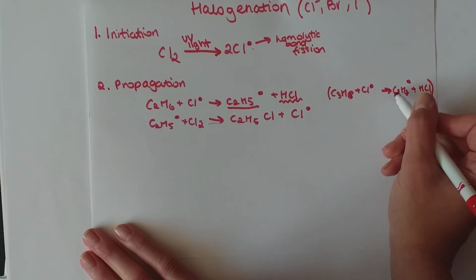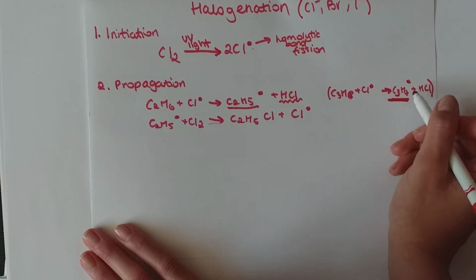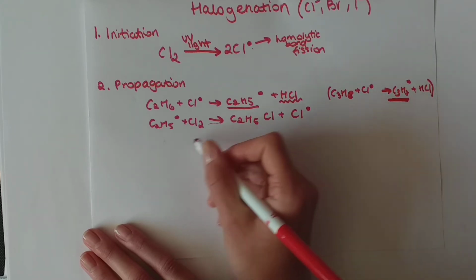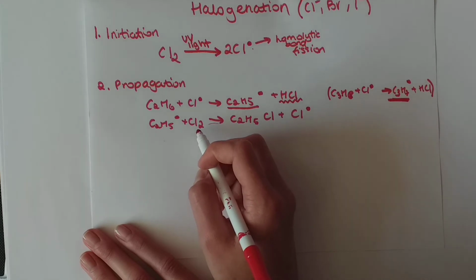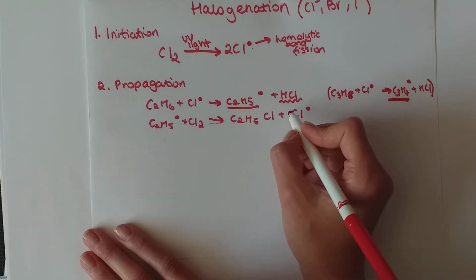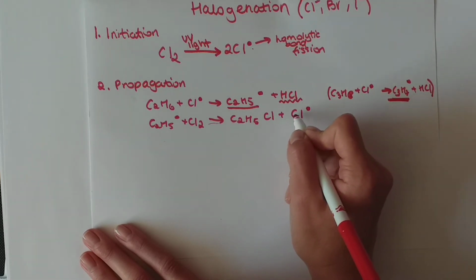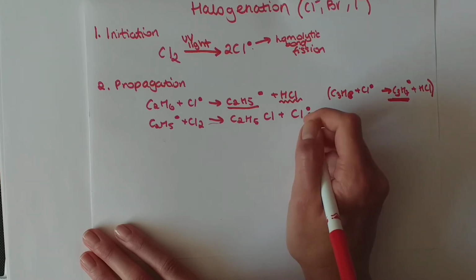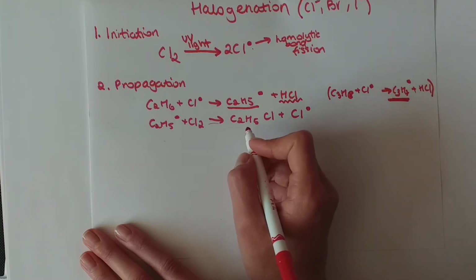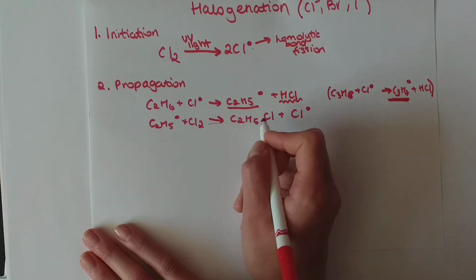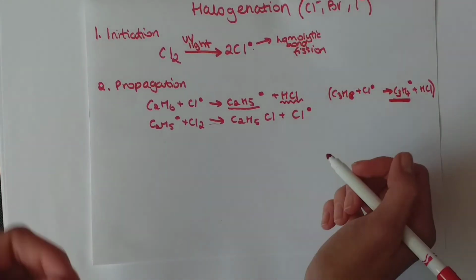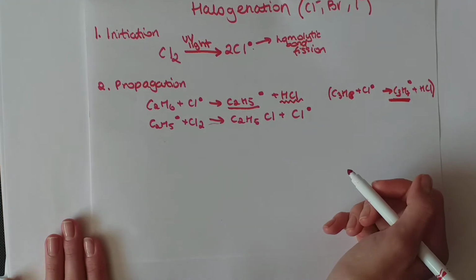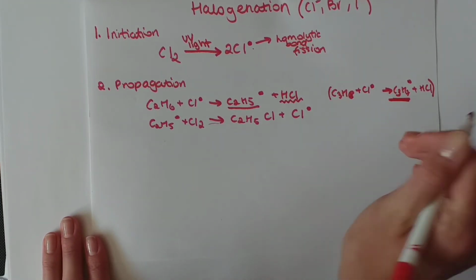Then what you do is always take this radical which you just formed and put it into the next equation, like here. And always react it with chlorine too. Then next, you put the chlorine radical down first, and then whatever is left is going to be our compound. And it will go on and on. Therefore, propagation is called a chain reaction.